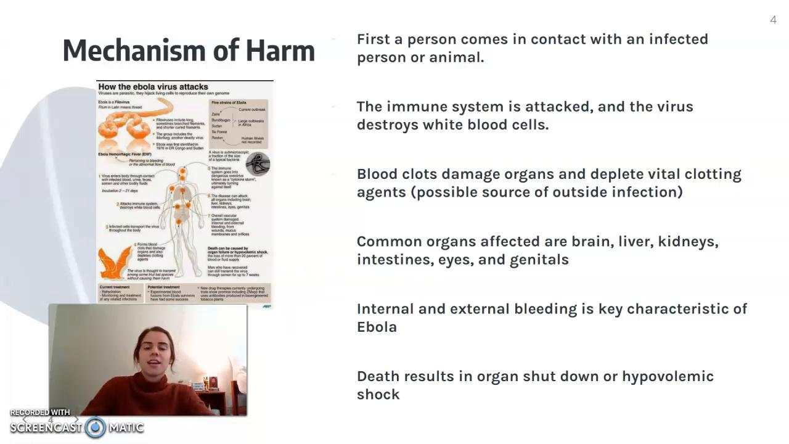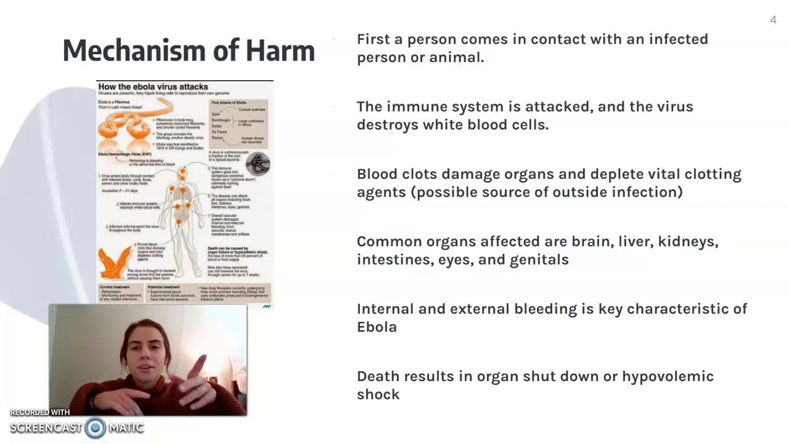So how does the Ebola virus actually attack a person? First, a person comes into contact with an infected person or animal through blood or other body fluids, and then the white blood cell count is destroyed and depleted as the immune system is attacked. Blood clots damage organs and deplete vital clotting agents, and this depletion of clotting agents is the cause of many outside infections. Common organs affected are the brain, liver, kidneys, intestines, eyes, and genitals. Internal and external bleedings are key characteristics of the Ebola virus.